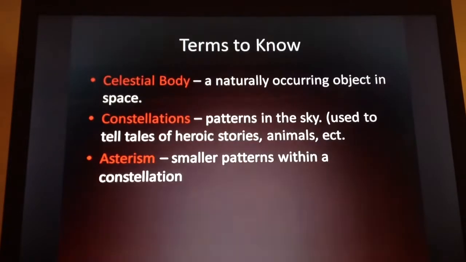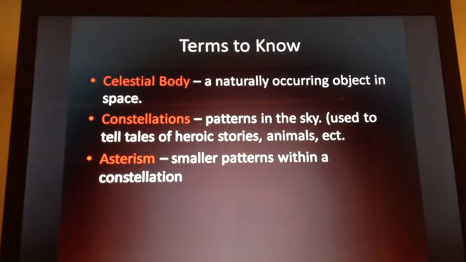So we're going to start off with basic terms of the universe. There is a celestial body, which is a naturally occurring object in space. So it's asteroids, planets, stars, anything that scientists didn't put there and it just happened naturally.